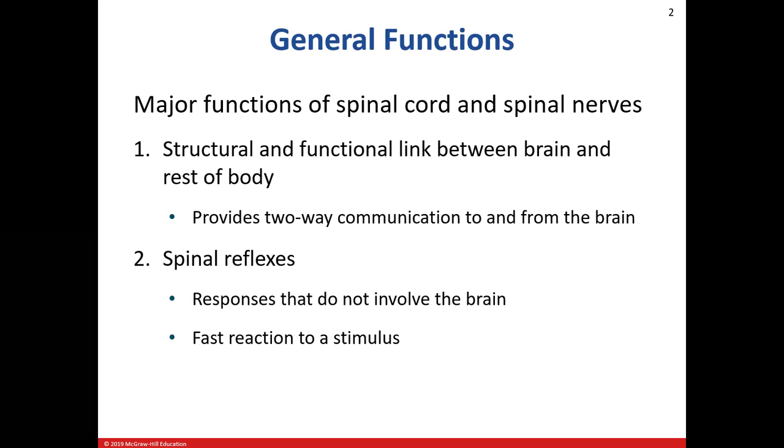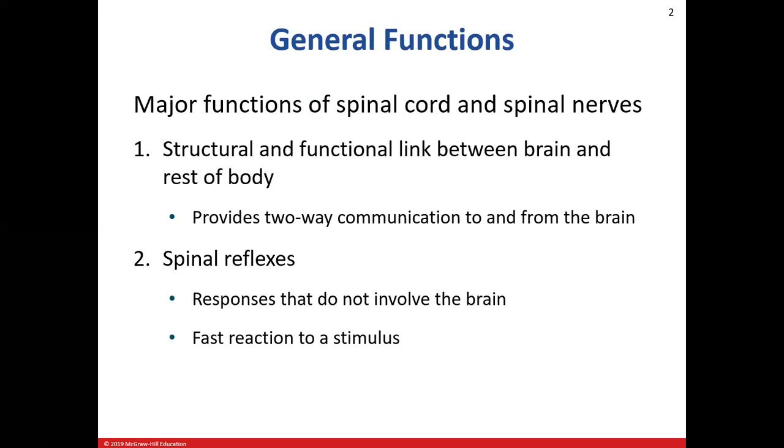And what this does is, because of the motor and sensory pathways, it allows a two-way communication to and from the brain by allowing information to come in as a sensory pathway and allowing information to go out in the motor pathway. We also utilize spinal reflexes.